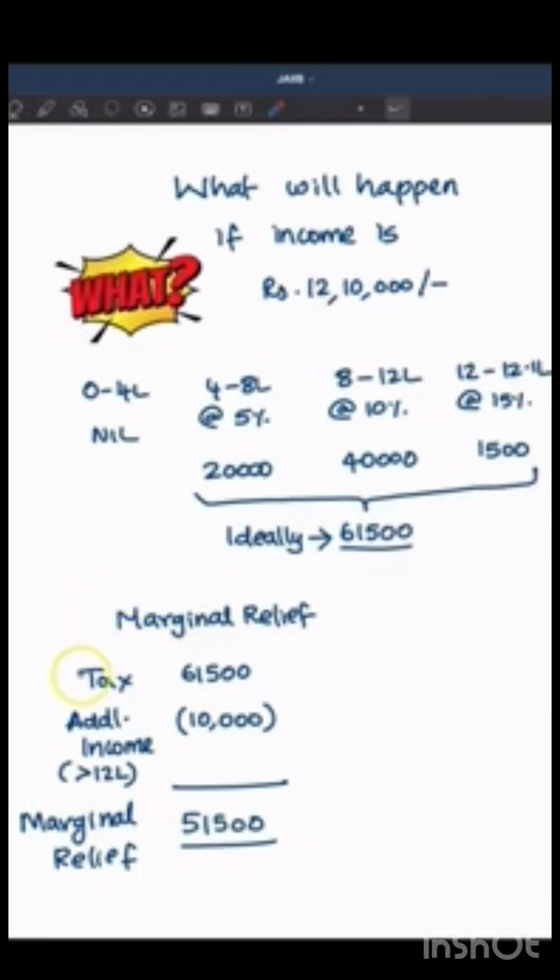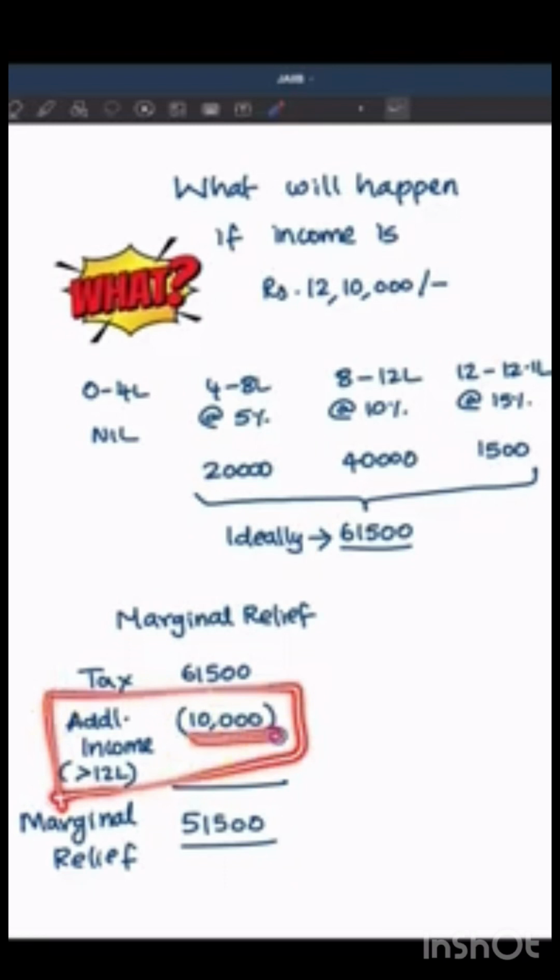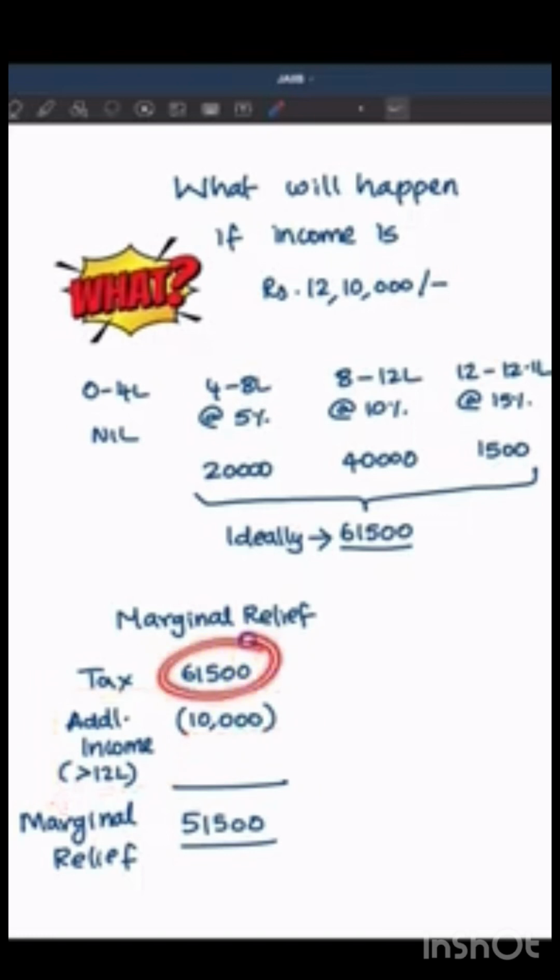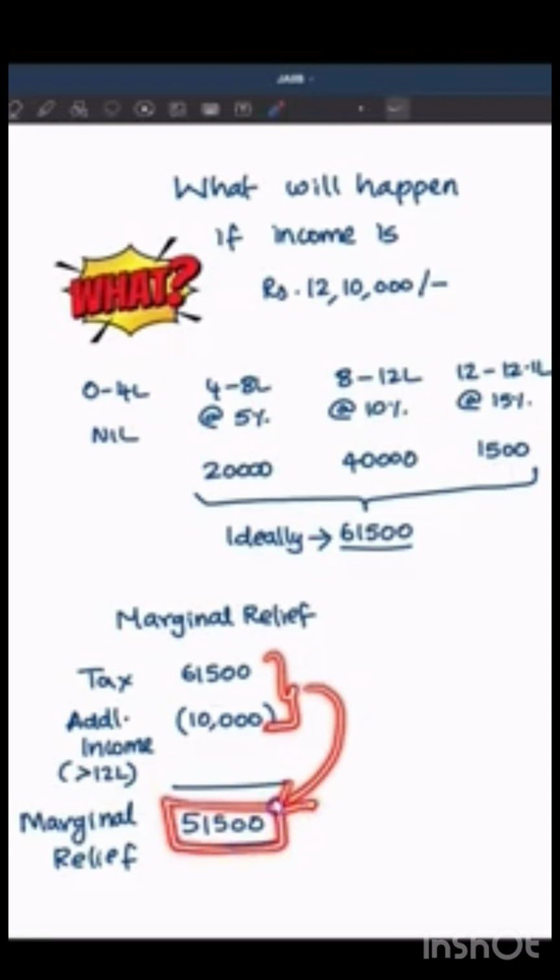So what the government will do is, they will compare the tax of 61,500 with the additional income, that is income earned over and above this 12 lakh. So in this case, income earned over and above 12 lakh is only 10,000. So for having earned 10,000 additional, he is now asked to pay 61,500, which is not fair. So this difference will be provided as marginal relief. So the difference is 61,500 minus 10,000, that is 51,500.